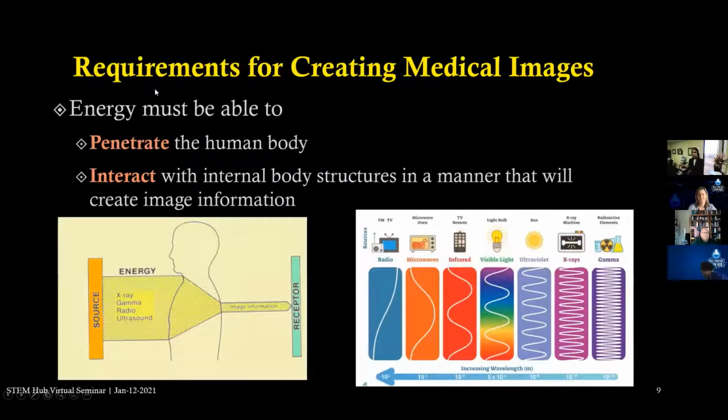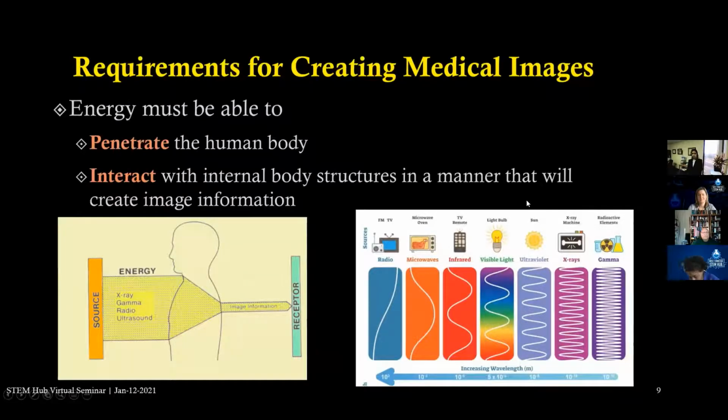So what are the requirements for creating these medical images? We have to use energy that must be able to penetrate the human body. It has to penetrate and be collected at the detector to form the image. The second property is that it has to interact with the internal body structures, so that different anatomies or structures create different contrasts on the images so that you can see the differentiation.